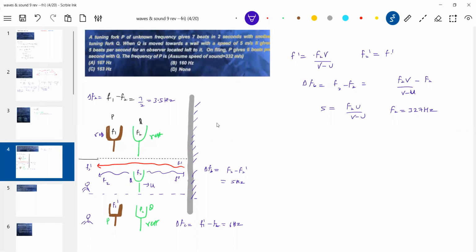Okay, now he's asking to get F1, no. F2 is how much? 327 we are getting. According to the equation, we'll get 327 only. Sir, is that equation correct? Oh no, apparent frequency. Somewhere we are wrong. Wait, I'm unable to concentrate.